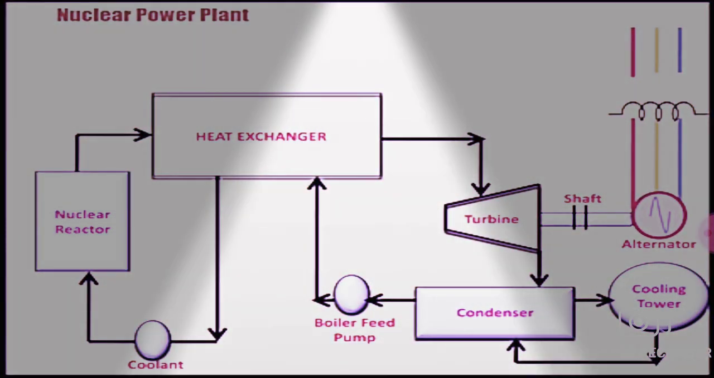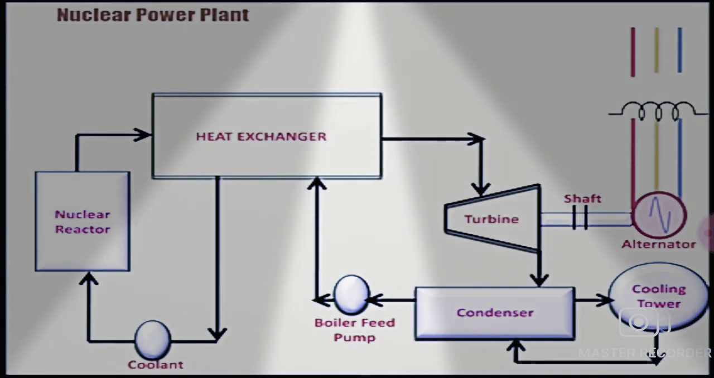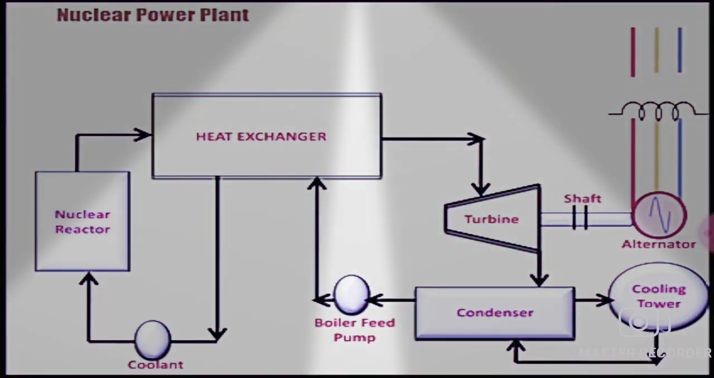Now, what is the function of the cooling tower? After absorbing the heat from the exhaust steam, the temperature of the cooling water increases, making it warm or hot water. This hot water is sent to the cooling tower where it is cooled. The cooling water so formed is again sent back to the condenser with the help of the circulating water pump.